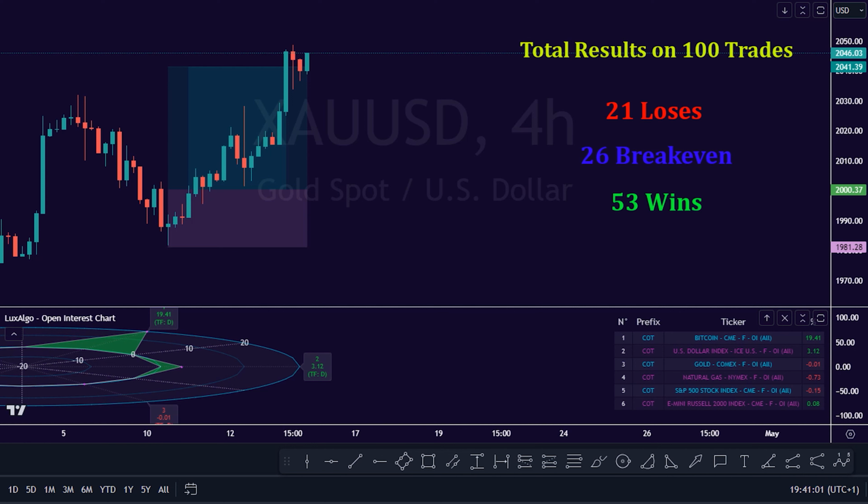Total losses are 21. Total break-evens are 26. Total wins are 53. As you can see, trading all alone with this trading indicator gave us a 53% win rate. To have a better win result, blend this indicator with other technical indicators such as trend-following indicators like moving averages or exponential moving averages.